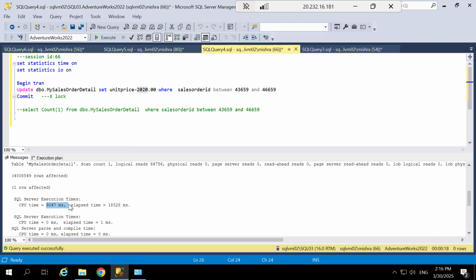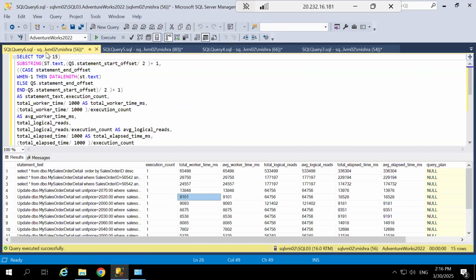Total worker time is the time a query took for its total execution, right? So that should be close to the elapsed time. And for 2020, elapsed time here is 18528. Let's check that. For 2020, yes, you see here. That is correct. Total worker time is close to CPU time. Yes.